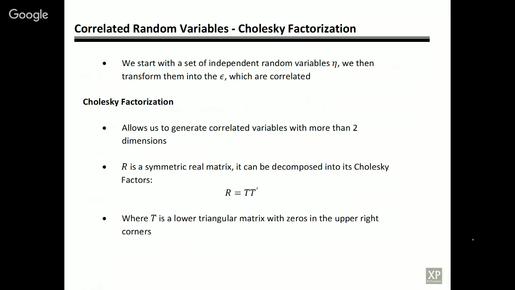So suppose, here's some math, R is a symmetric real matrix, meaning that it can be decomposed into the following factors, T and T prime, where T is a lower triangular matrix, meaning that T has values along the diagonal and in the lower part of the matrix, and then it has zeros in the upper part of the matrix. And T prime would just be the opposite. It would have values in the upper right and then zeros in the lower left, I mean.